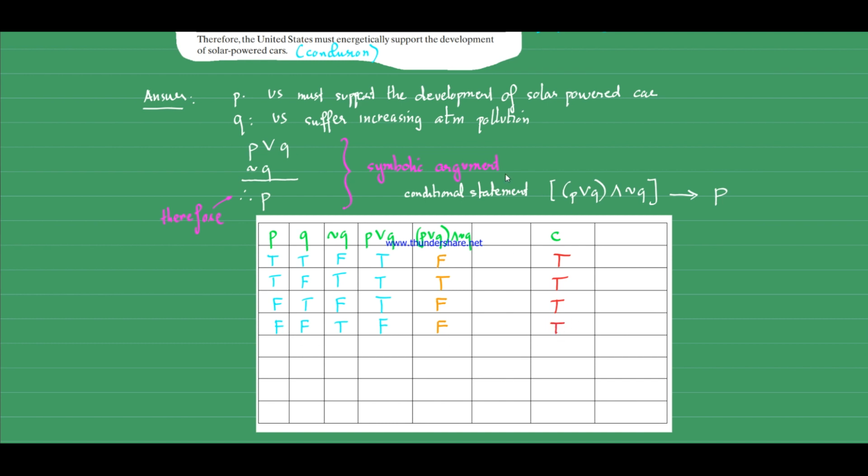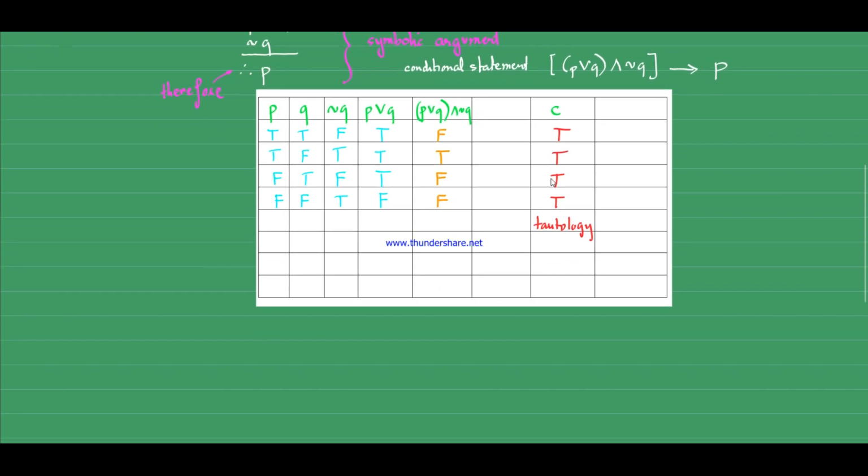So right over here is a tautology, right? If we have a conditional statement that is a tautology, then we can conclude the argument is valid, because the conditional statement over here is a tautology.